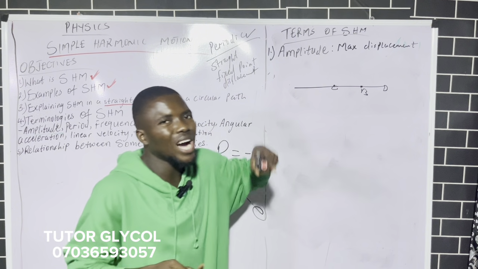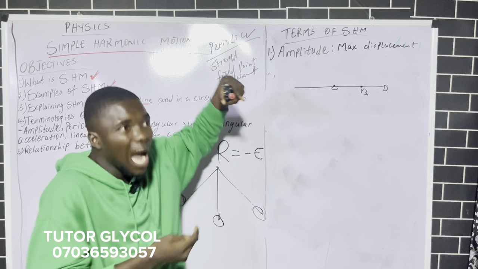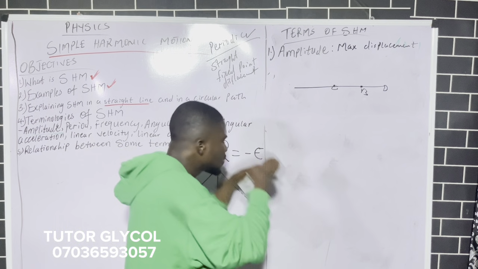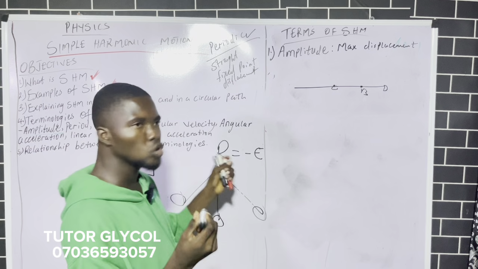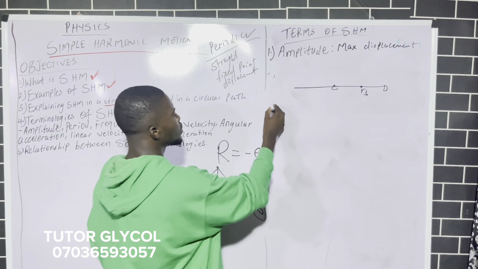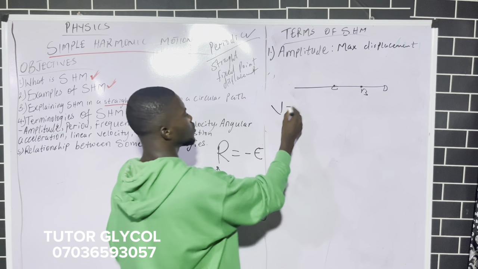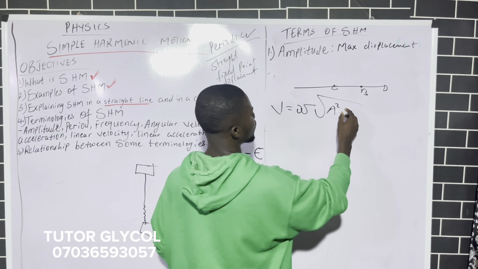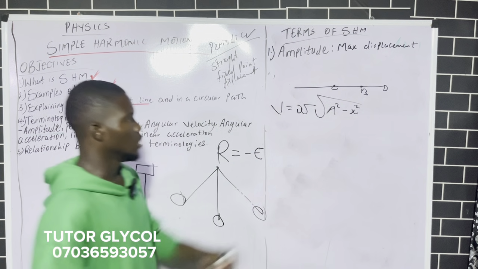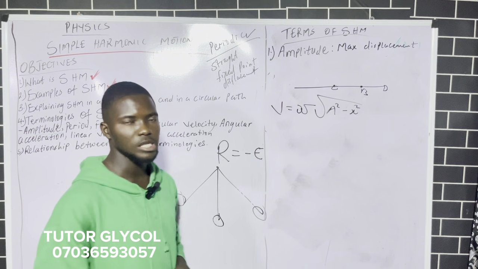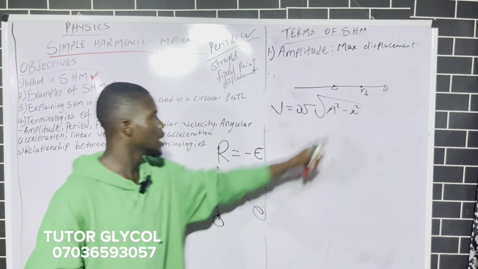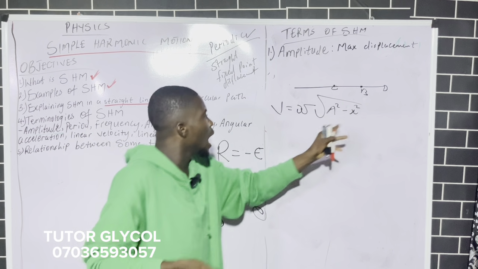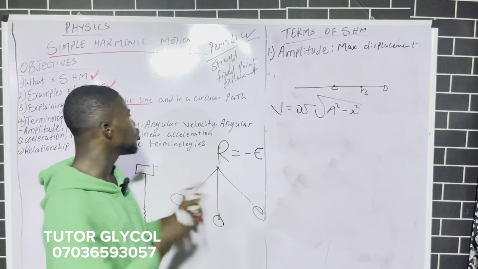You can have a question that has both amplitude and displacement in it, and you will need the two of them to solve it. For example, look at velocity. The formula for velocity is V equals omega root a squared minus x squared. Here, a is maximum displacement, and x is ordinary displacement. Some questions will give you a and x and ask you to find the velocity. I'm going to explain when we get there.